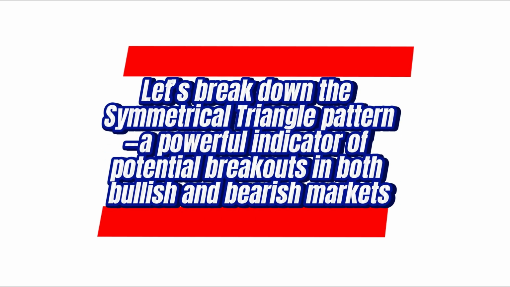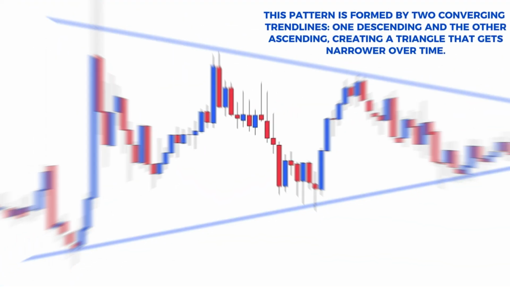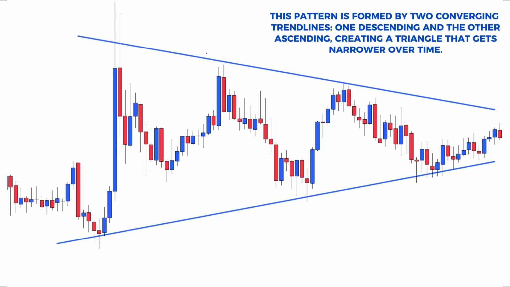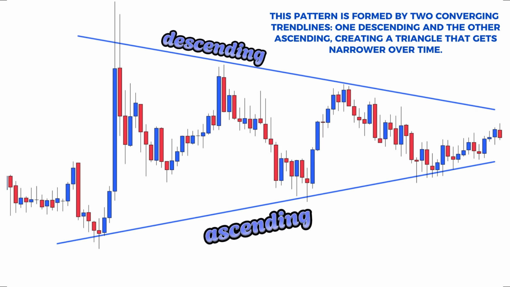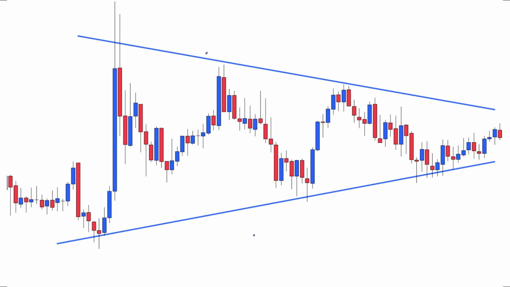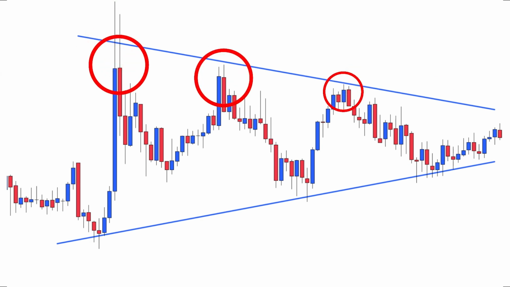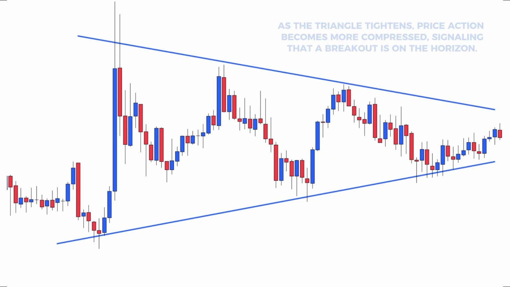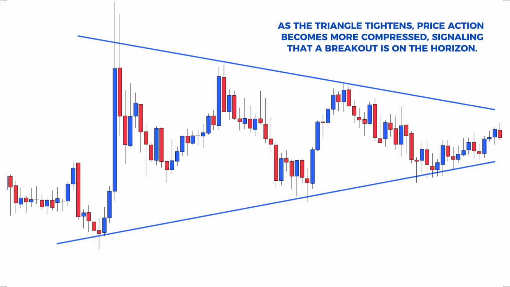Let's break down the symmetrical triangle pattern, a powerful indicator of potential breakouts in both bullish and bearish markets. This pattern is formed by two converging trend lines, one descending and the other ascending, creating a triangle that gets narrower over time. Here, we see the price oscillating between these trend lines, forming lower highs and higher lows. This indicates that both buyers and sellers are battling for control, and neither side has the upper hand yet. As the triangle tightens, price action becomes more compressed, signaling that a breakout is on the horizon.